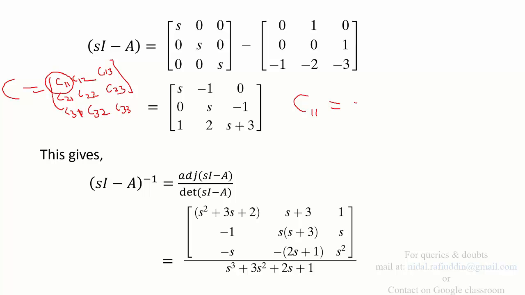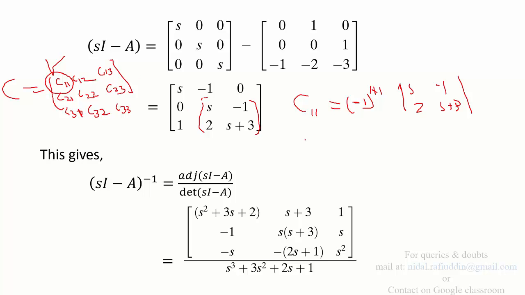So in order to find the first element C11, you had a formula which is minus 1 to the power 1 plus 1, and then you took this matrix, that is the determinant of s, minus 1, s plus 3. So this will give you the first element of the cofactor matrix, C11.